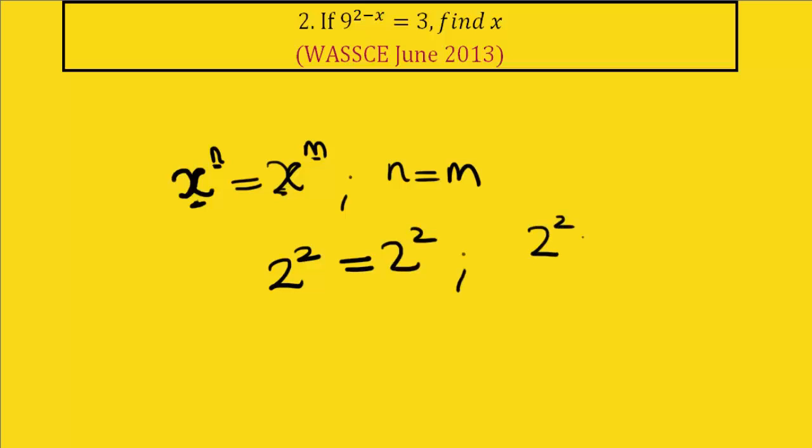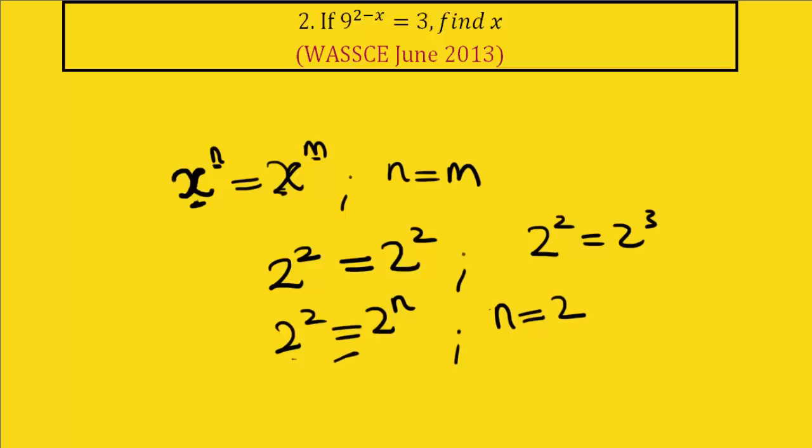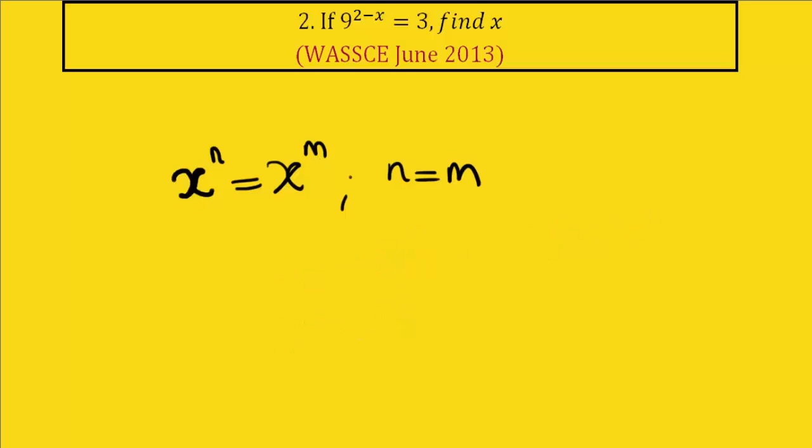2 to the 2 cannot be equal to 2 to the 3, because 2 to the 2 is 2 times 2, and 2 to the 3 is 2 times 2 times 2. That's a different number. So if I said 2 to the 2 equals 2 to the n, you automatically know that since the bases are the same, I can equate the powers, the indices, that's what they're called. So n equals 2. It must be, otherwise the left-hand side wouldn't be equal to the right-hand side. I think that's one of the useful laws for this question.